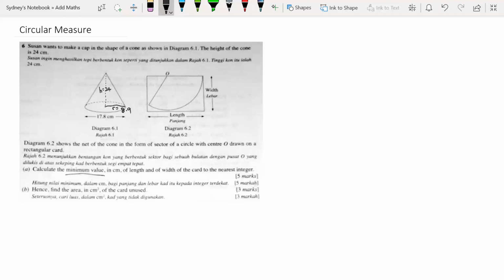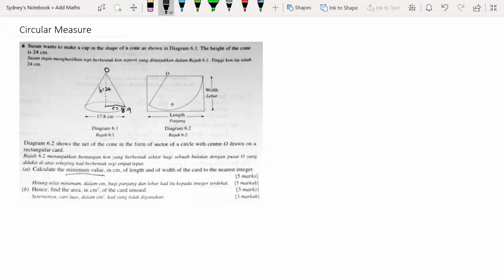Okay, and then diagram 6.2 shows the net of the cone in the form of a sector of a circle with center O. Means if I cut the sector out and I fold it, I will form the cone. So the point O here will be the vertex, the peak of this cone shape. All right, what other information do we have?